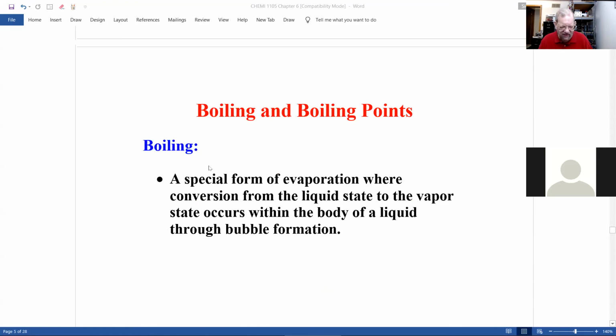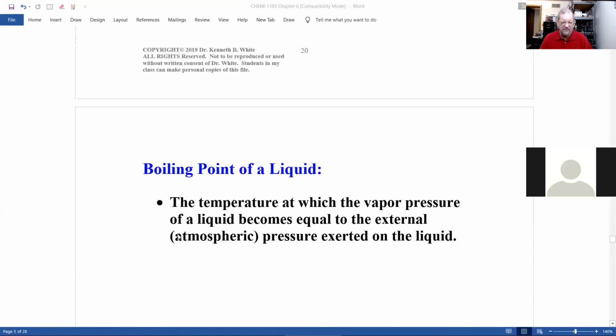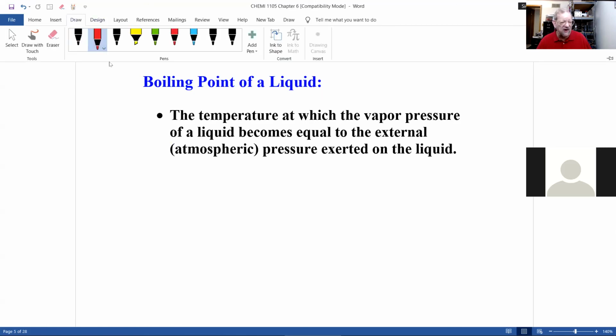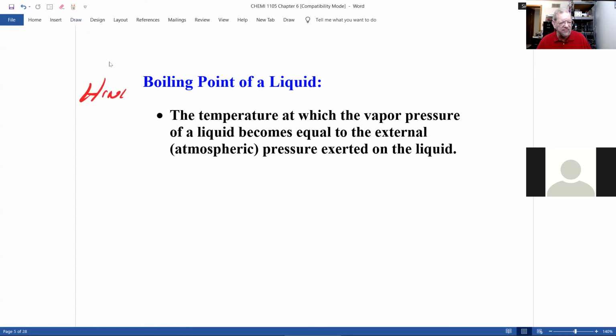We talked about boiling. Boiling is a form of evaporation where the liquid state to vapor state change occurs in the body of a liquid by bubbles. And the boiling point, time for Dr. White to be subtle. And this is not important information.